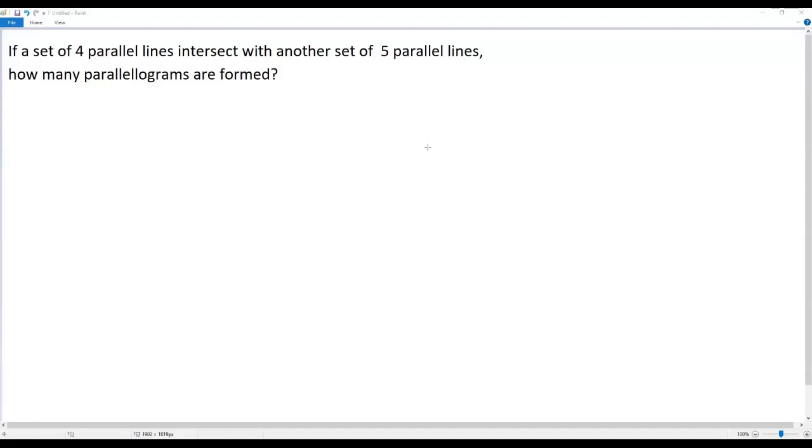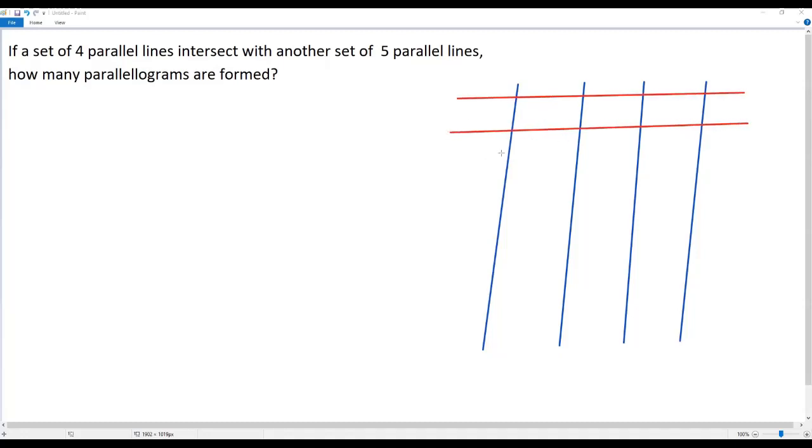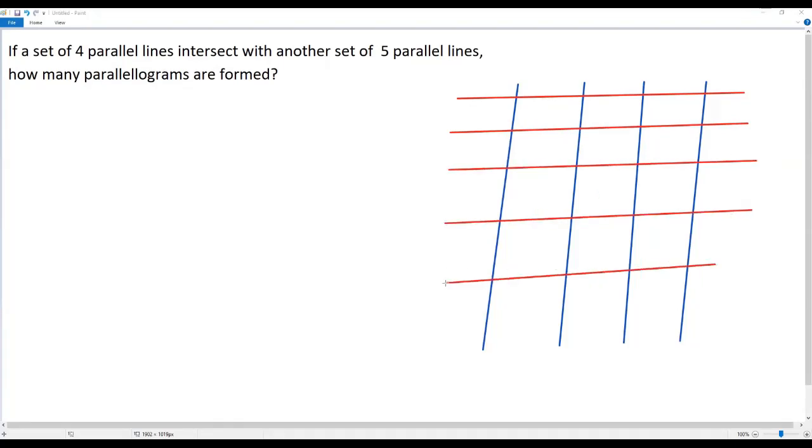Okay, first let me draw a set of 4 parallel lines. 1, 2, 3, 4. Here we have a set of 4 parallel lines. Now I'm going to draw another set of 5 parallel lines. The first set of 4 parallel lines must intersect with another set of 5 parallel lines. So 1, 2, 3, 4, 5. Okay, here we have a set of 4 parallel lines in blue color intersecting with another set of 5 parallel lines in red color.